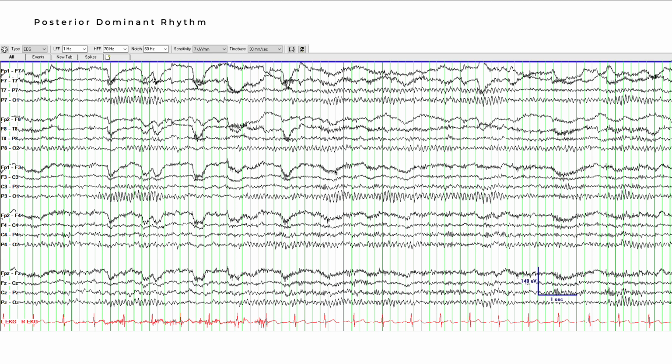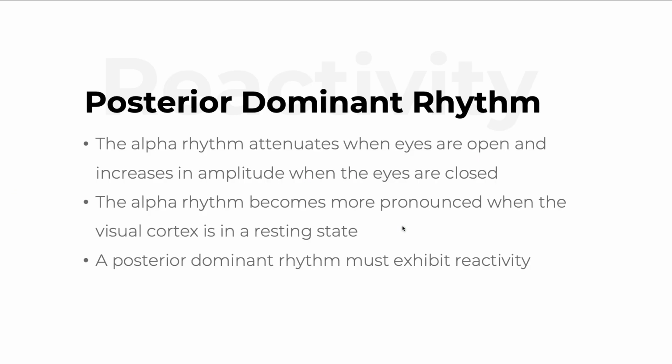Notice this concept of anterior to posterior gradient. You really see this alpha rhythm a lot better over the occipital electrodes than you do over the frontal electrodes. This is kind of an extreme example, but that concept's basically true in a normal alpha rhythm.